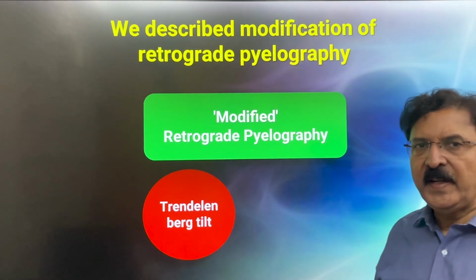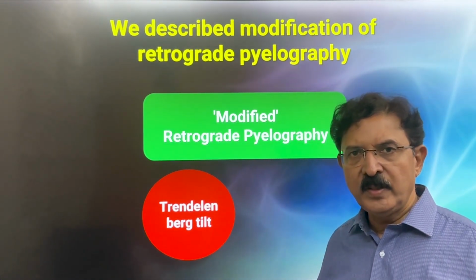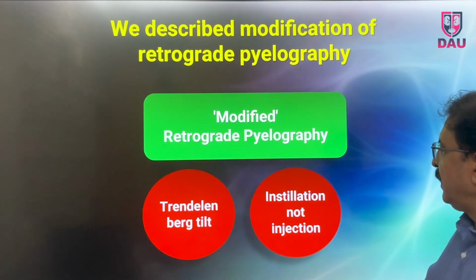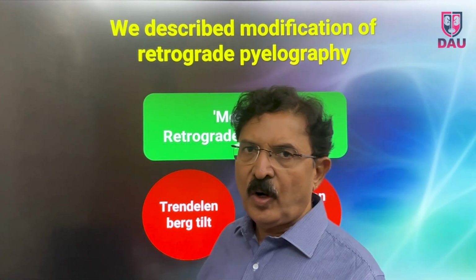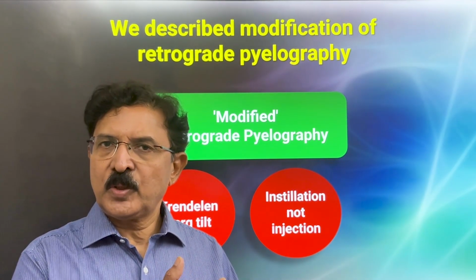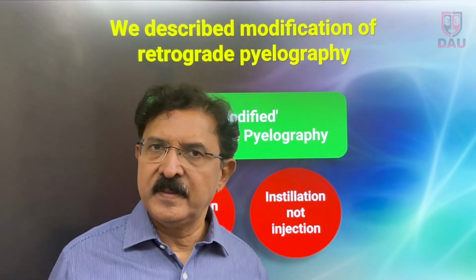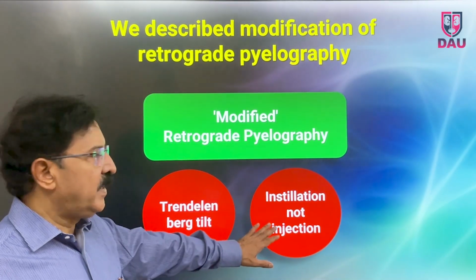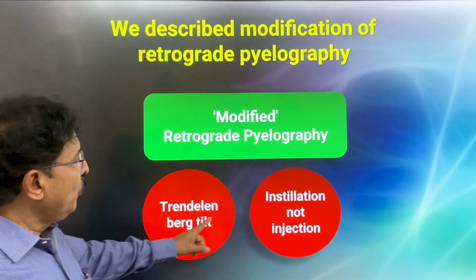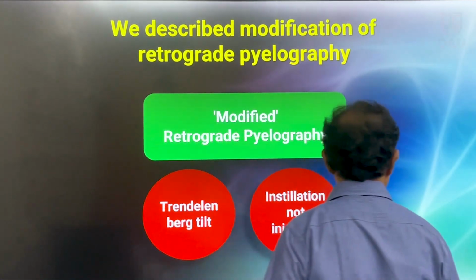The modifications that we made were that, first of all, the patient was put in Trendelenburg tilt position on the OT table, head down. And then the instillation of contrast was not with injection, but it was instillation, slowly, very slowly. So the renal pelvis is not suddenly filled, it fills gradually. And this was with the intention of avoiding sudden high pressure in the pelvis and creating rupture. So we put in two aspects into this test, and we called this a modified retrograde pyelography.